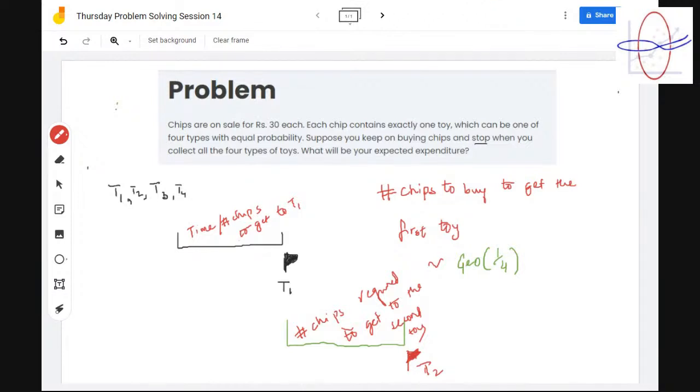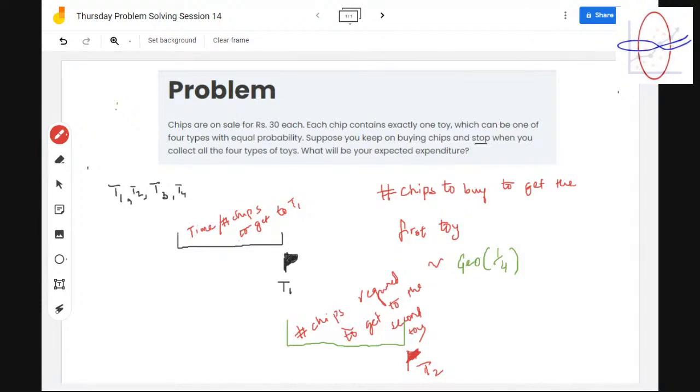Tell me, guys. What will you do over here? It will follow geometric 1 by 4 or 1 by 3. So you are buying chips. Each chip contains one toy, which can be of 4 types with equal probability. Now you keep on buying chips and stop when you collect all the 4 types of toys.